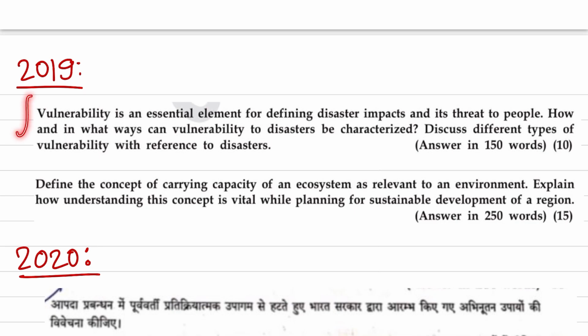Now, again, this is not a disaster specific question. This is relating to general disaster management. So it is expecting you to know certain terms like vulnerability and hazards. So these are certain basic terms that you need to know before you start your preparation of disaster management. Now, this was asked for 150 words and 10 marks.